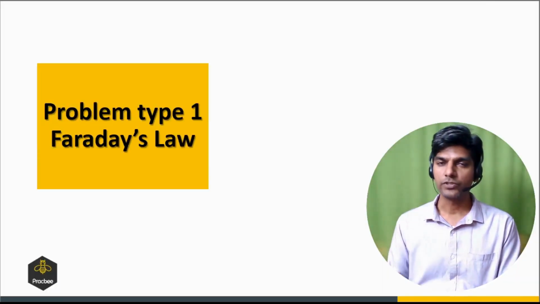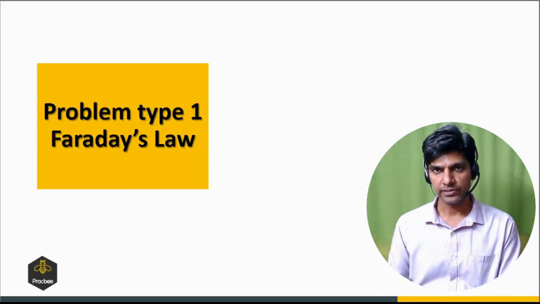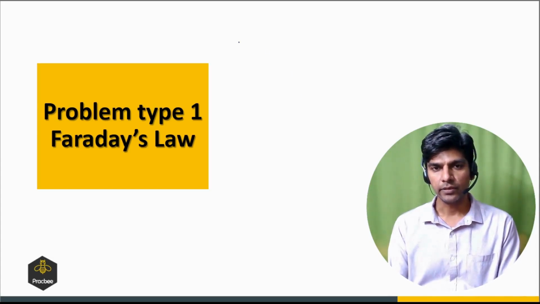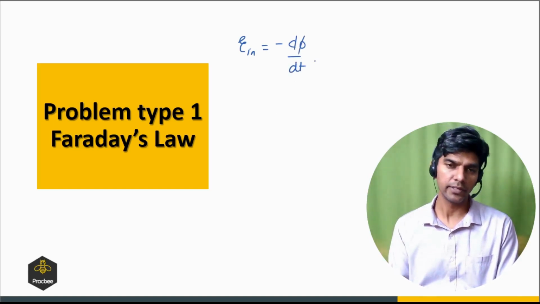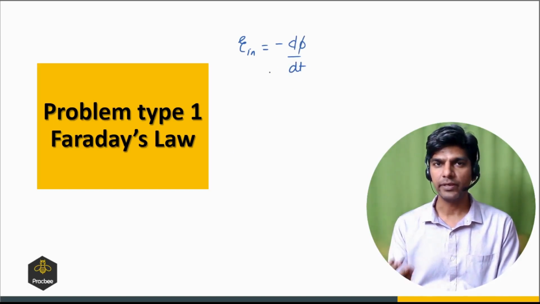Now let us see the very first problem type, and it is based on Faraday's law. So here the induced EMF in a closed loop will be given as minus dφ by dt, where dφ by dt is the rate of change of magnetic flux. Now let us see the application based on this formula.